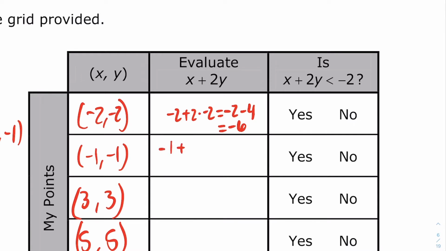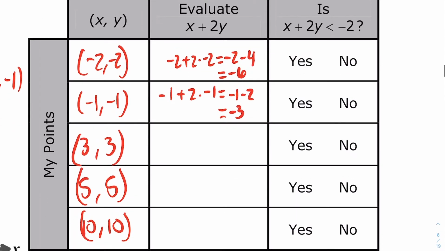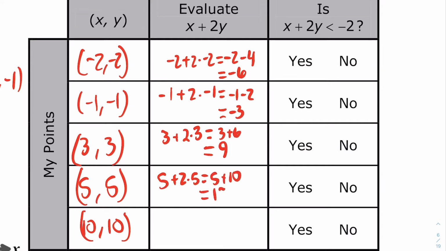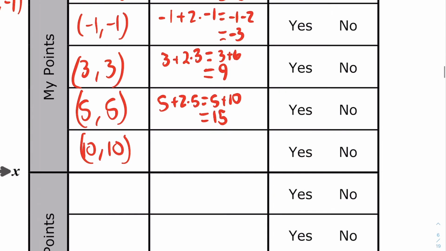Negative 1 plus 2 times negative 1 equals negative 1 minus 2, which is equal to negative 3. We'll plug in 3, 3. 3 plus 2 times 3 equals 3 plus 6 equals 9. 5 plus 2 times 5 equals 5 plus 10, which is equal to 15. 10 plus 2 times 10 equals 30.